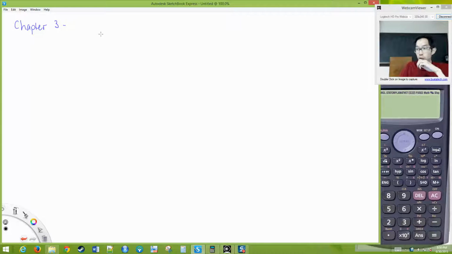Okay, so chapter 3 is all about numeric summaries for numeric data.